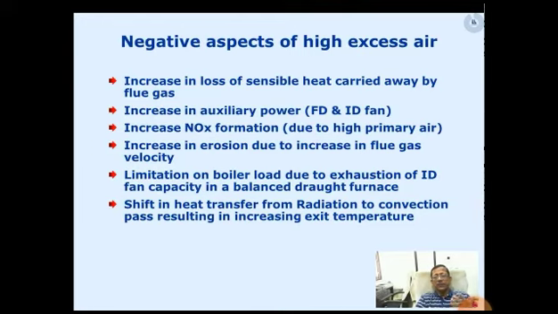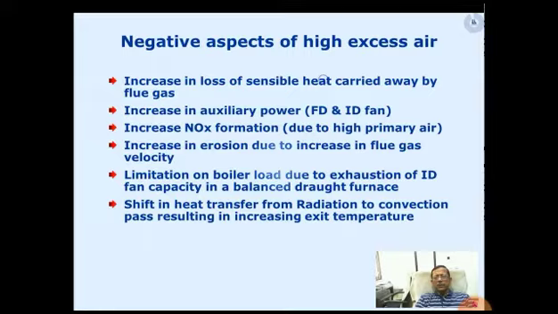But we have also seen in heat transfer that radiation heat transfer is a much superior mode of heat transfer. Any heat transfer which is not done in the radiation zone, that cannot be taken care of by the convection zone, right? So there will be some amount of heat loss. In short, the exit temperature is going to increase.